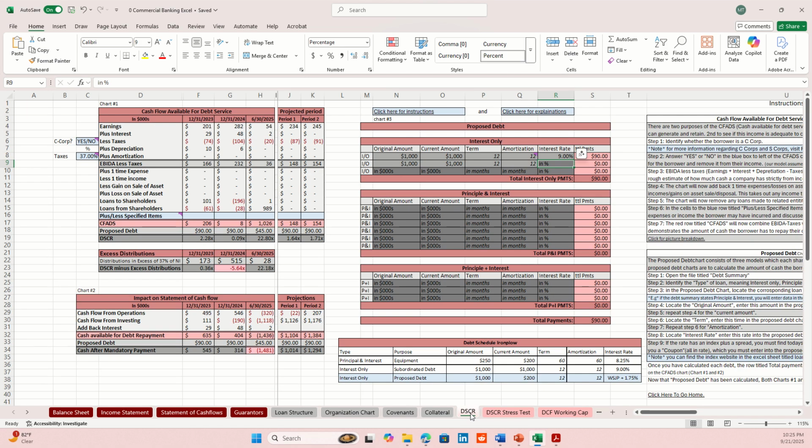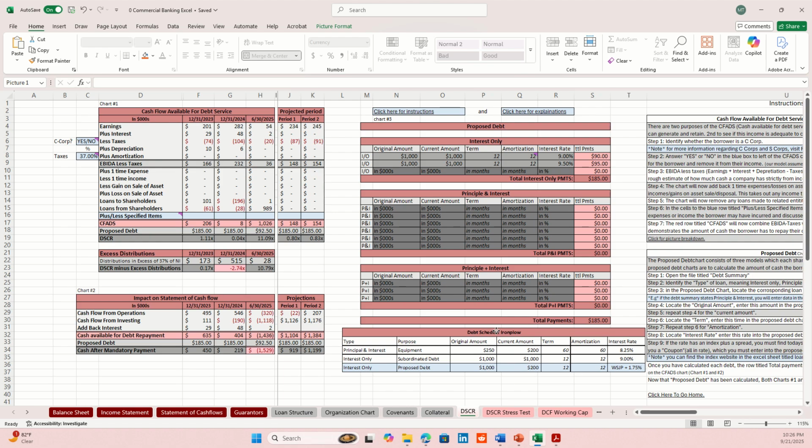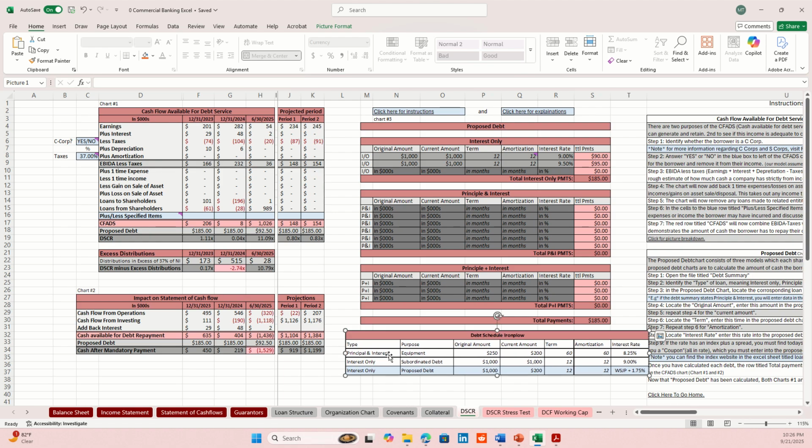So if we come back to debt service coverage ratio, we're going to do 9.5%, right? Now, this is interest only. This is interest only loans. So here we have interest only. And then down here, we have principal plus interest. Up here, we have principal and interest, okay? I want y'all to make sure you can tell the difference. Principal and interest. Interest only.